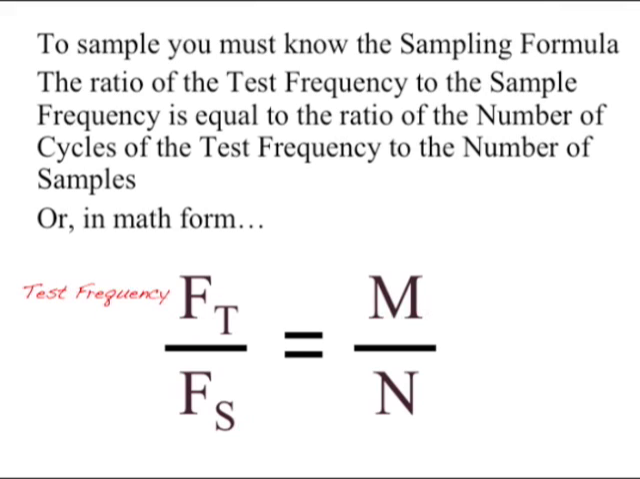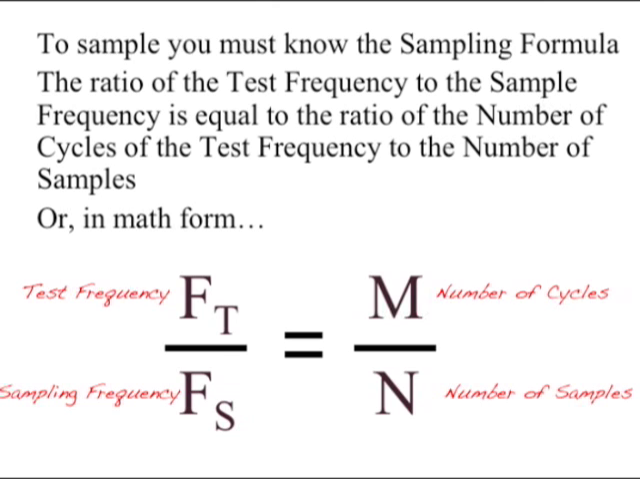In our formula, f sub t is the test frequency, that is, the waveform we're going to use to test our device or our circuit. F sub s is the sampling frequency, that is, how fast we're going to run the sampler. M is the number of cycles of f sub t. N is the number of samples.